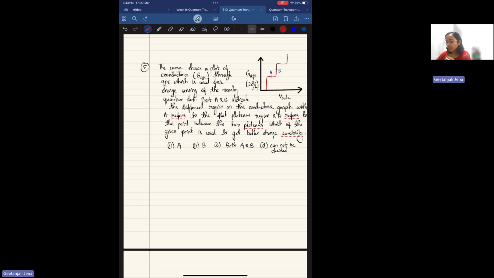Which of these given points can be used to get a better charge sensitivity for this quantum point contact based charge sensor? So can you use A for the charge sensing or can you use B for the charge sensing? Which of these regions is best for sensing the charge in a QPC based sensor? So I will give you 2 minutes to think about it and I will show you the answer.